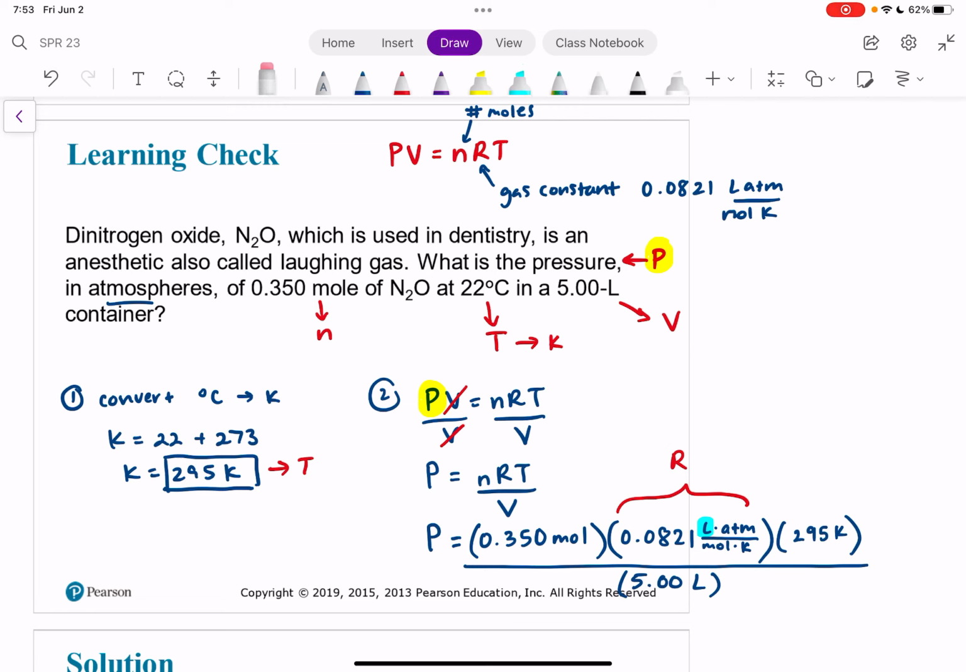Eventually, we want to end up in just units of pressure. Units of pressure don't have liters in them. They don't have temperature units in them. They don't have moles in them. We just want ATMs, right? Okay, so let's check this out.